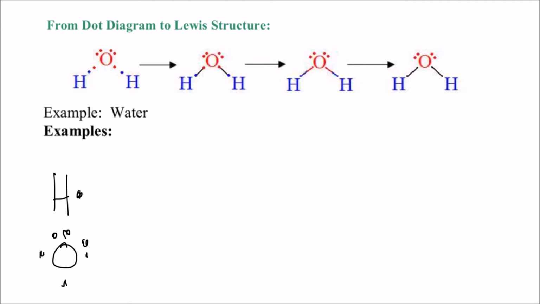But in reality we just draw it with a single line, and you need to understand that that line represents 2 electrons, 1 from the hydrogen, 1 from the oxygen, and since they're sharing those electrons, that must be a covalent bond. And since oxygen is way more electronegative than hydrogen is, you need to remember that that is a polar covalent bond.